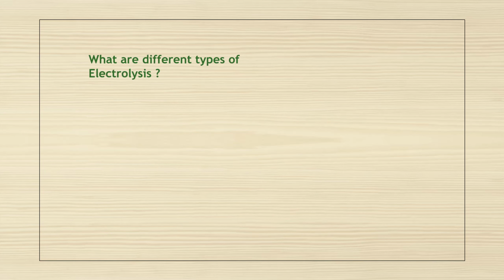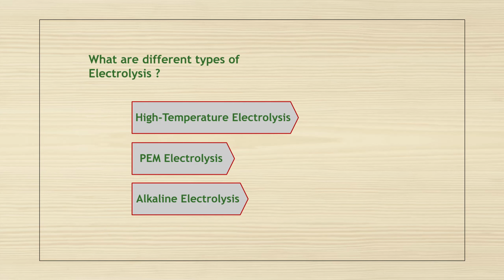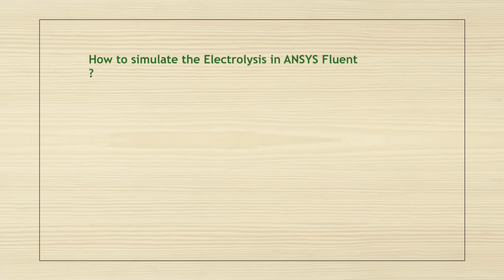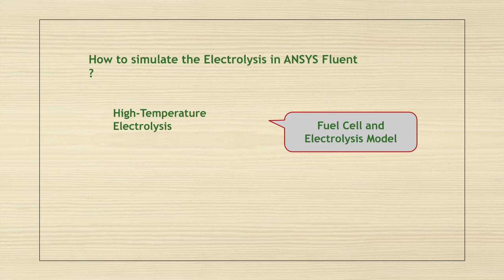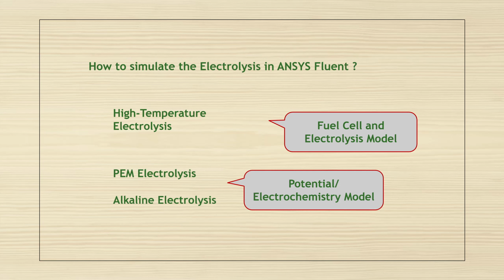Hydrogen production processes in electrolyzers occur in different methodologies. That is, there are several types of electrolysis, including high-temperature electrolysis, PEM electrolysis, and alkaline electrolysis. We aim to introduce modules corresponding to electrolysis modeling in ANSYS Fluent software. Note that the various electrolysis models are available in the Fluent software environment. For example, the high-temperature electrolysis model is available in the fuel cell and electrolysis module. Meanwhile, PEM and alkaline electrolysis models are available in the potential electrochemistry module.